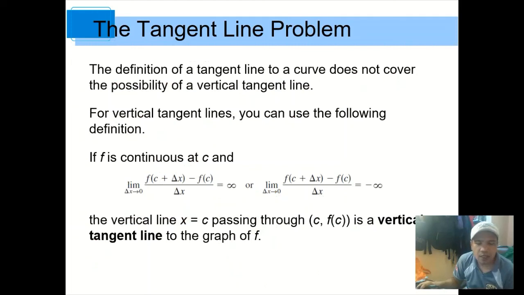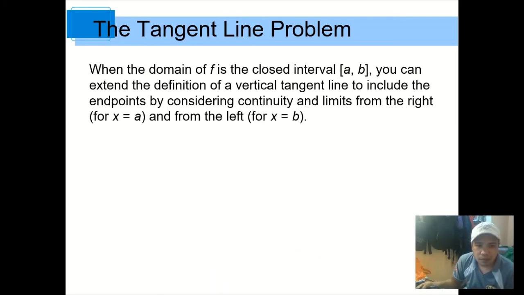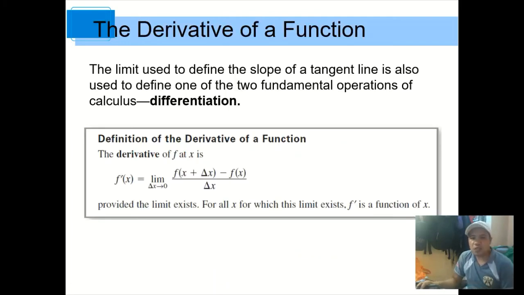Okay, so there are instances na meron tayong vertical tangent lines. Hindi applicable yung derivative kapag may vertical tangent line. Yan, katulad nito. So, the derivative of a function, this time, didiretso na tayo sa idea nung sa derivative. The limit used to define the slope of a tangent line is also used to define one of the two fundamental operations of calculus. So, yun nga is, yung isa doon is differentiation. So, the derivative of f at x is equals to f prime x.